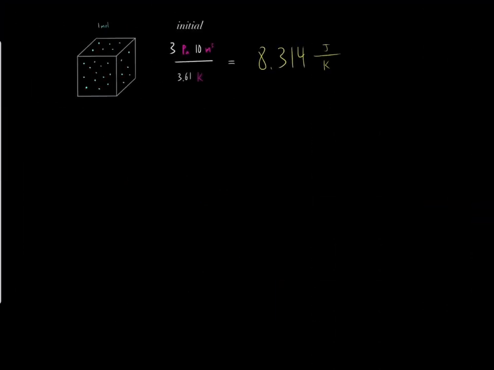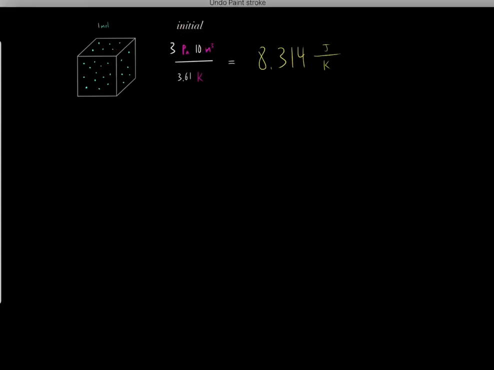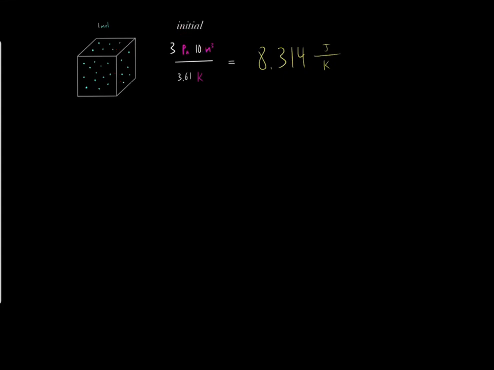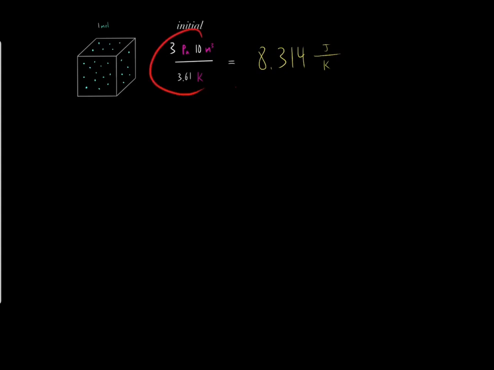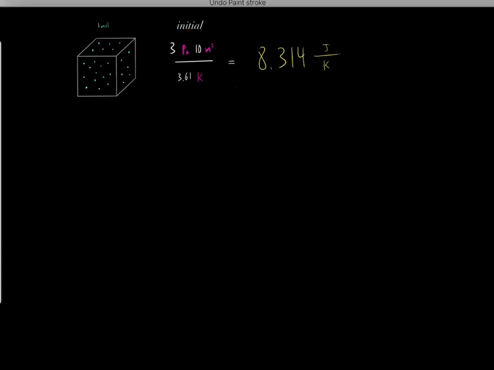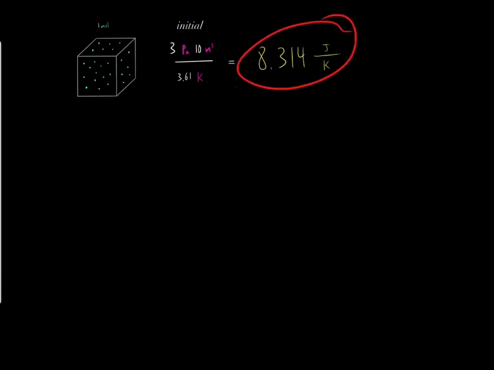So let's try one last example. Let's say we had this system, and the pressure was 3 pascals, the volume was 10 meters cubed, and the temperature was 3.61 Kelvin. And let's say the number of moles is constant, so we know this side has to equal a constant. Let's say that constant happens to be 8.314 joules per coulomb. Then it doesn't matter how we change any of these variables, it would have to equal 8.314 joules per coulomb.